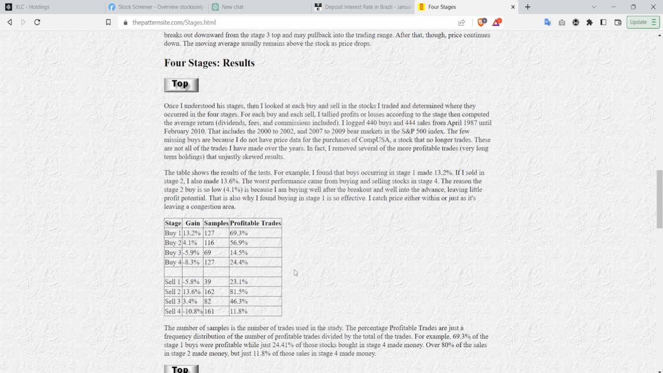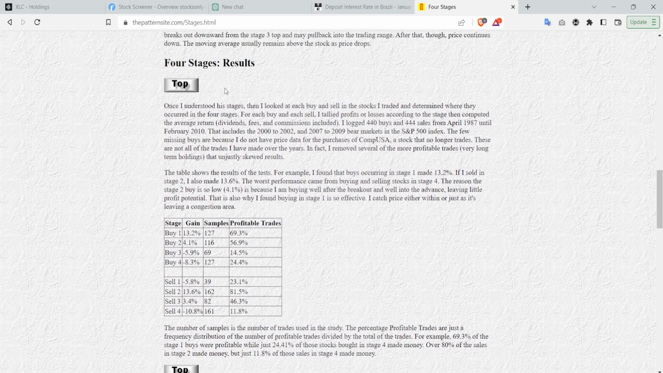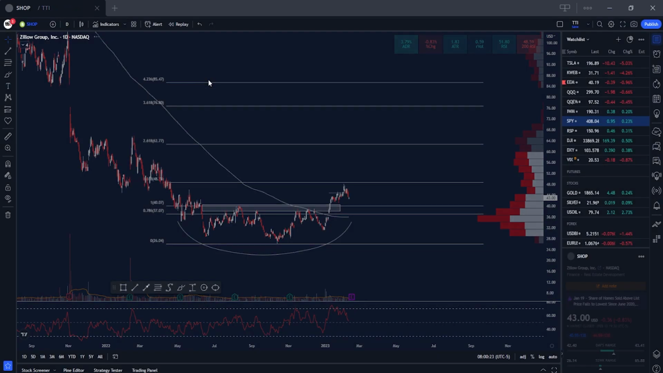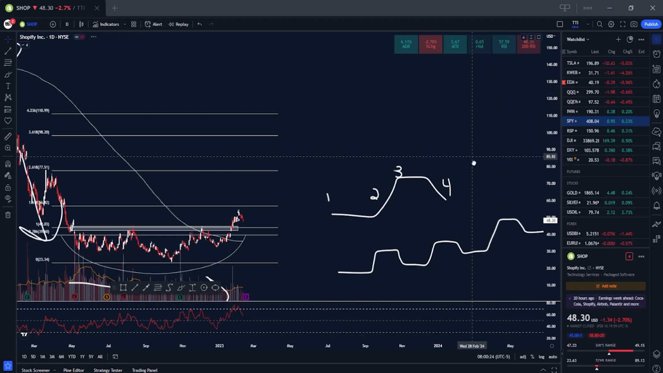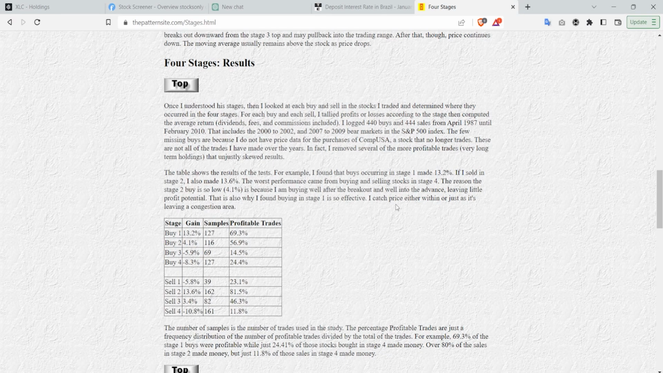What I want to focus on, though, is the results and why this concept matters from a longer term standpoint in terms of trading, right? So what he did is he wanted to look at all 4 stages and understand when was the best time to buy within this market cycle. Let's go back to Shopify because we have everything already drawn there. Where is it the most profitable to be looking to buy inside of this model, stage 1, stage 2, stage 3, stage 4? Where is it the most profitable to buy, and then where is it the most profitable to sell?